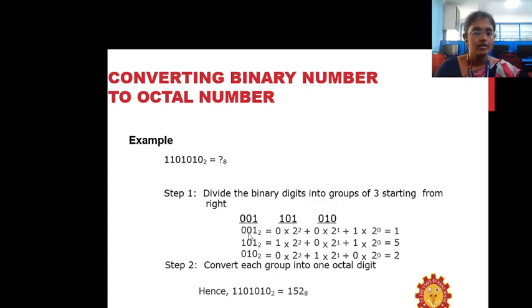Now these numbers are in the binary format, as we know. See here, 001 with base 2. Now we calculate it using the sum of products method, that is 0 into 2 to the power 2 plus 0 into 2 to the power 1 plus 1 into 2 to the power 0, and you will get 1. After calculating each 3-bit group, we get 152 with the base of 8. This is how we convert a binary number into an octal number. After converting, don't forget to put the base as 8.